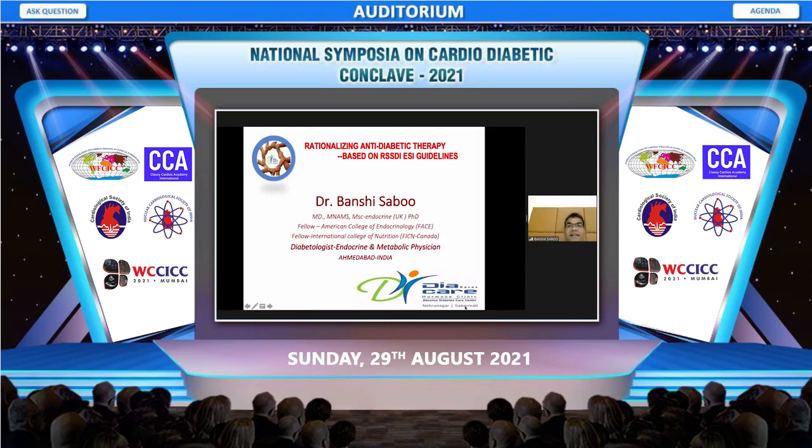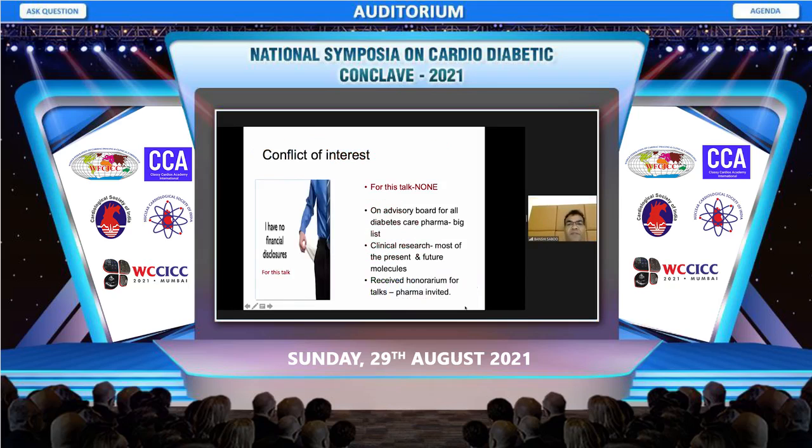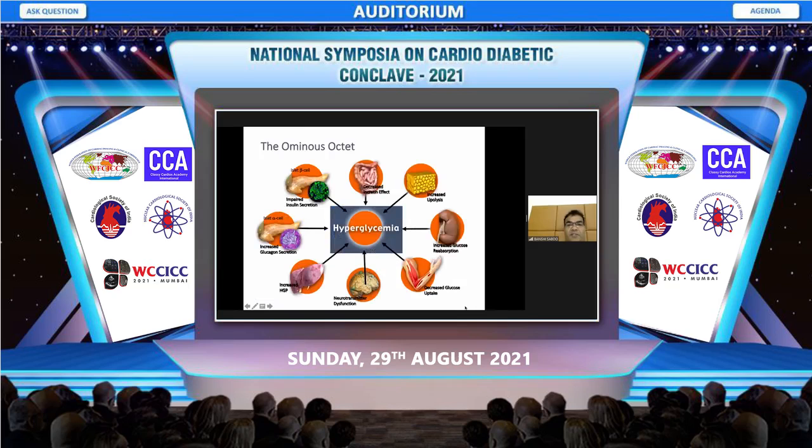Rationalizing anti-diabetic therapy based on RSSDI guideline. I don't have any conflict of interest or any financial disclosure for this talk. Just to start with, we know that diabetes has multiple pathophysiological defects. This we know since long. This is DeFronzo's slide. I'm sure everybody must have seen it multiple times, so I'm not talking more about it.